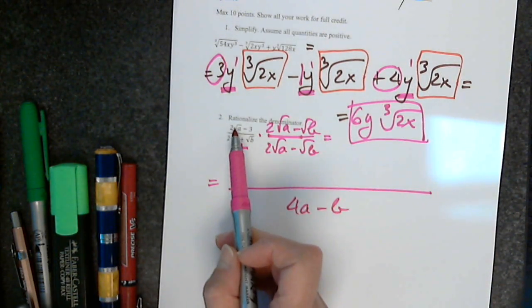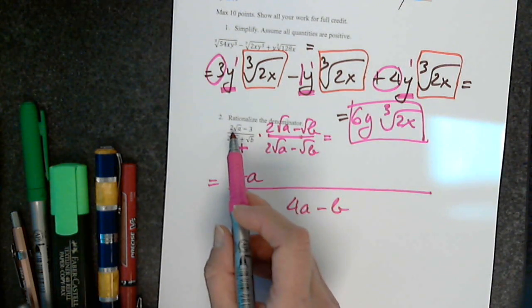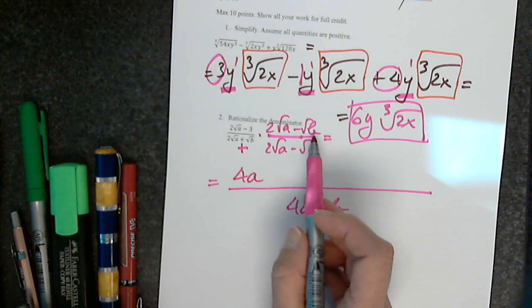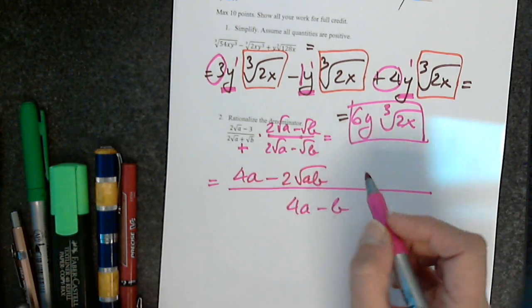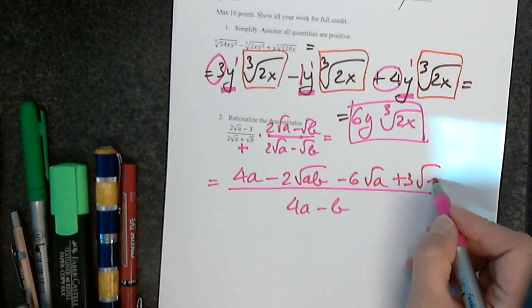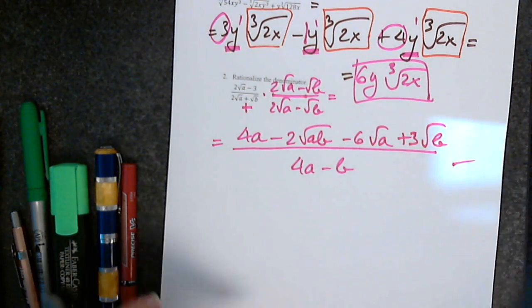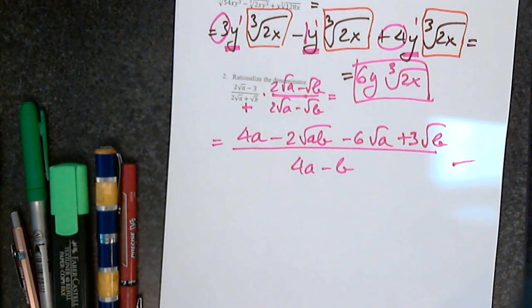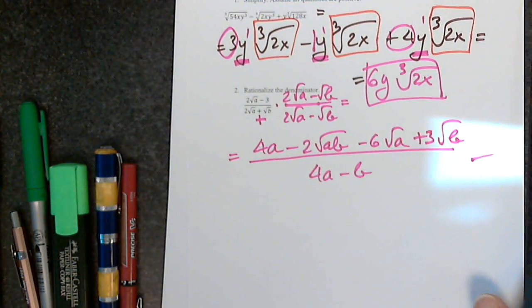Now the numerator, 2 times the square root of a times 2 times the square root of a is indeed 4a. 2 times the square root of a times negative the square root of b will be negative 2 times the square root of ab. Negative 3 times 2 is negative 6 the square root of a, and then positive 3 the square root of b. And this is final. There is nothing else. Any questions? Okay.